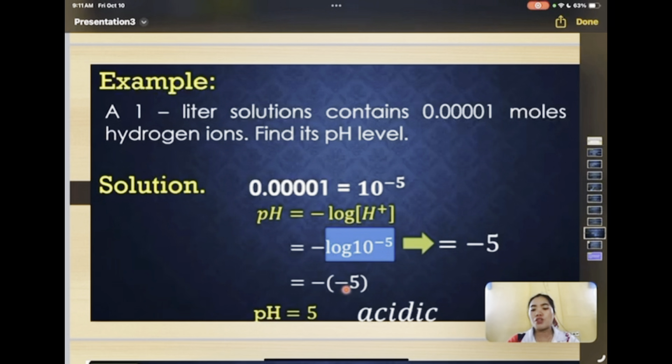Now, if you're going to use a scientific calculator to get the value of log 10 raised to the power of negative 4, that will give us negative 4. Then negative 4 times negative, that gives us a pH level of 4, which is, since the pH level is less than 7, therefore it is acidic.